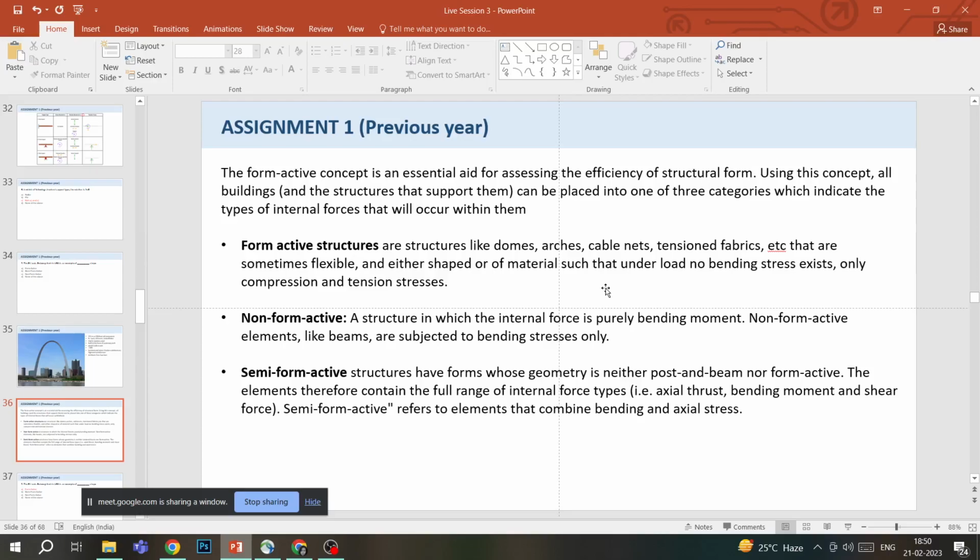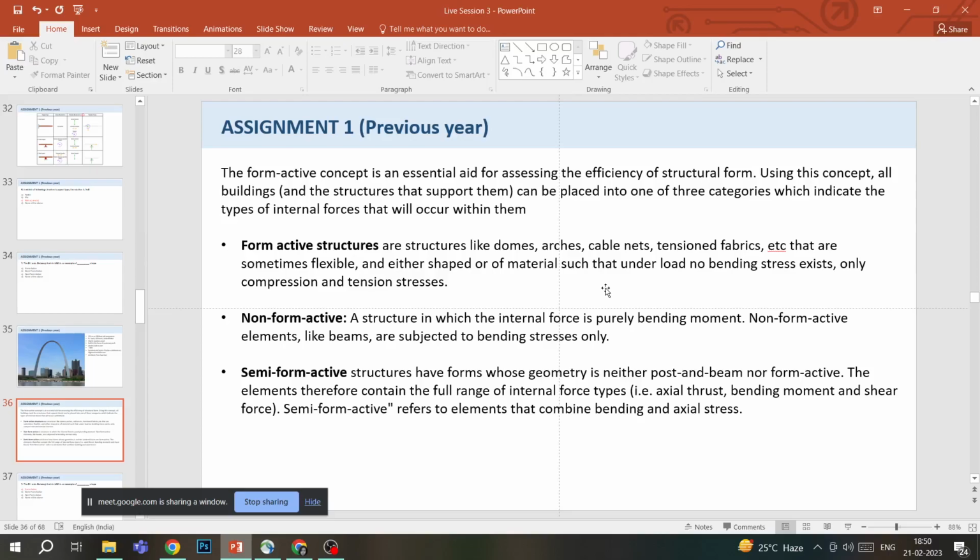Basically, buildings in the sense of the structures used in those buildings, which indicate the type of internal forces that will occur within them. So this category has been established in terms of the internal forces happening on those structures.